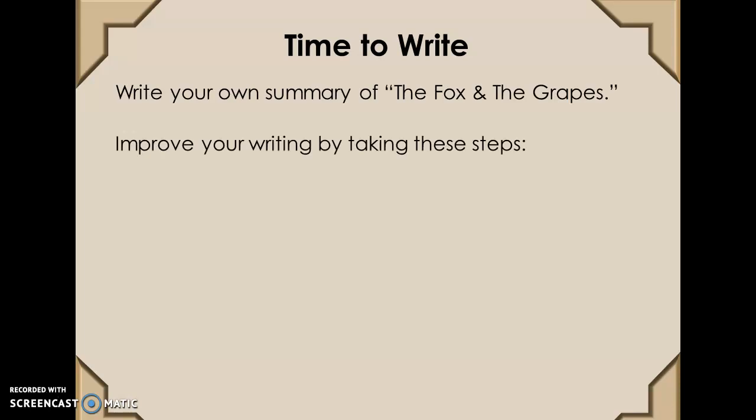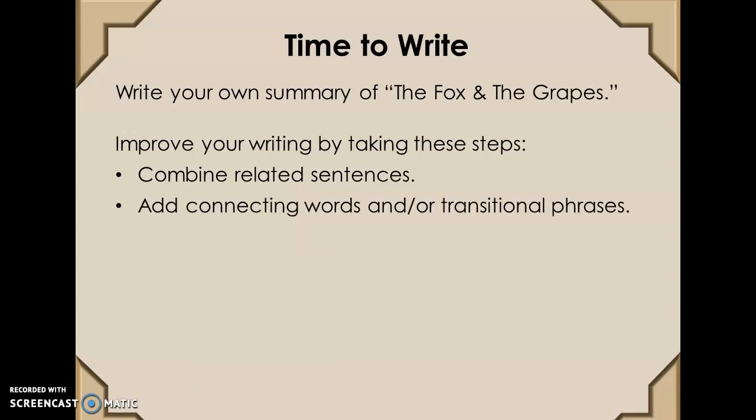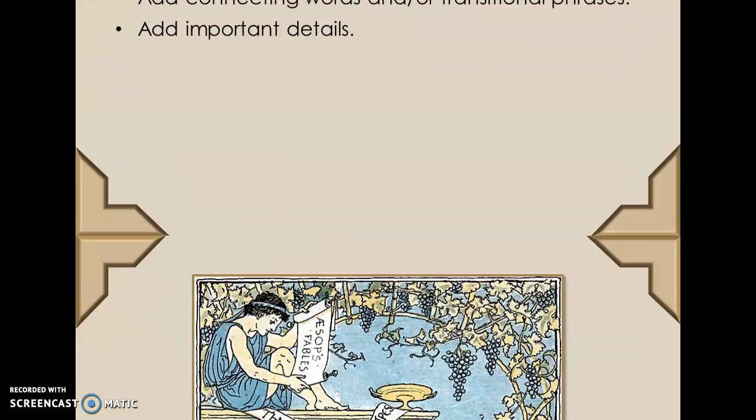You can improve your own writing by taking these steps. Combine related sentences so that you're not saying things that you don't need to say. Add any connecting words or transitional phrases to make this clearer. Make sure that you add your important details.